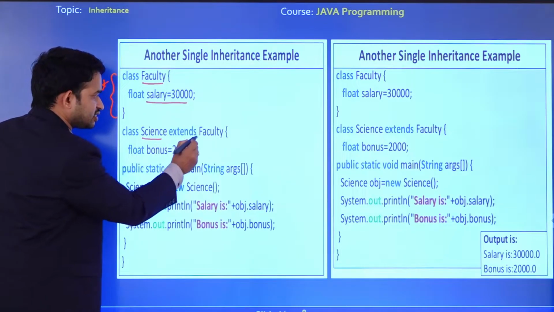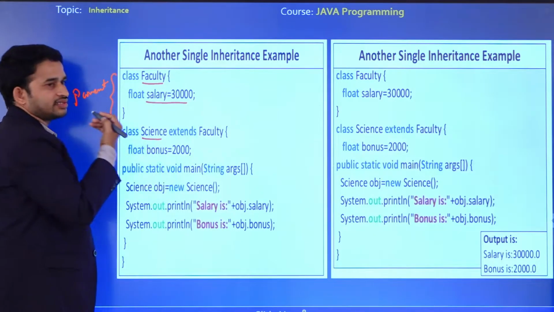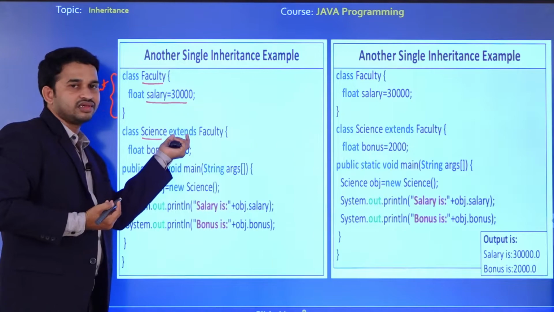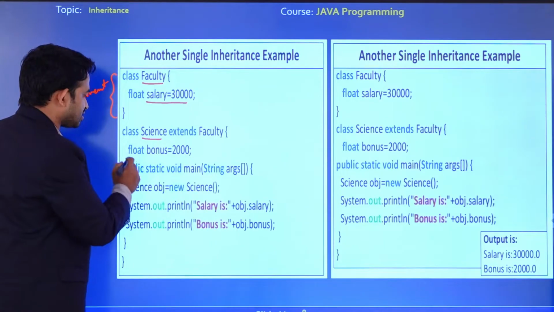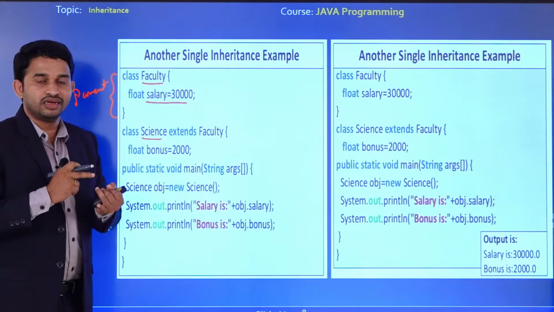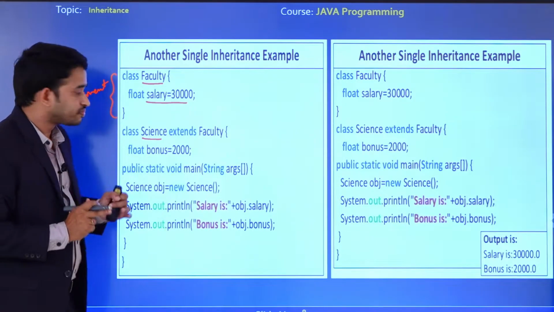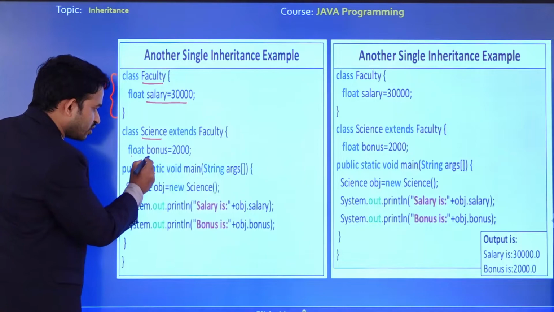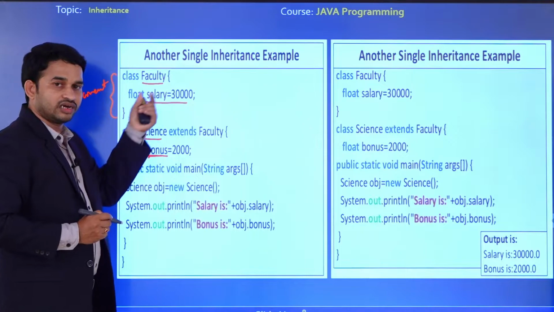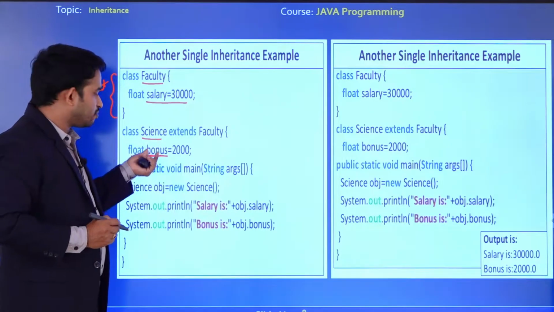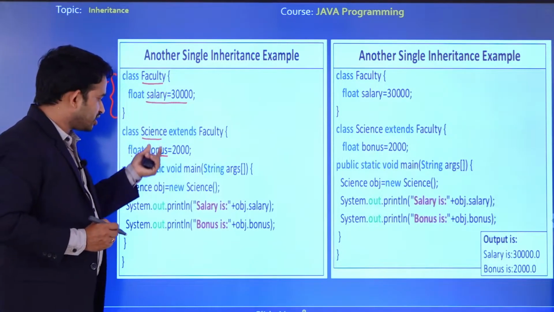It is going to extend faculty. The properties we declared are used in the science class. That is the reason we use the extends keyword followed by the parent class name. What is the name of the parent class? Faculty. Next, inside the child class we can declare properties and also actions, which we call methods. Here I am using float bonus equal to 2000. Extra, we have salary and one more field, bonus. Now the science class contains salary and also bonus.